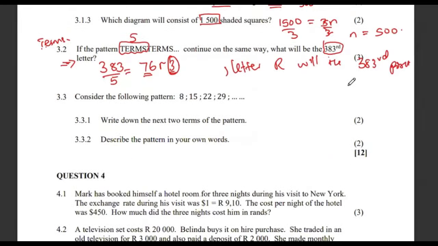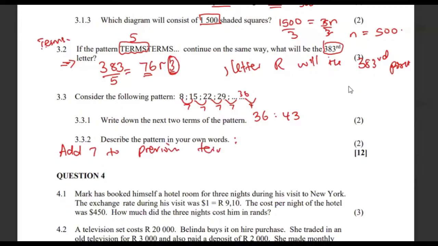Then 3.3, consider the following pattern of 8, 15, 22, and 29, meaning that we are adding just sevens. Ne? Write down the next two terms. When you put a 7 there, we're going to get a 36. Okay, 36 plus 7, we end up with a 43. Okay, then describe the pattern in your own words. So we are saying that we add 7 to the previous term to obtain the next term.